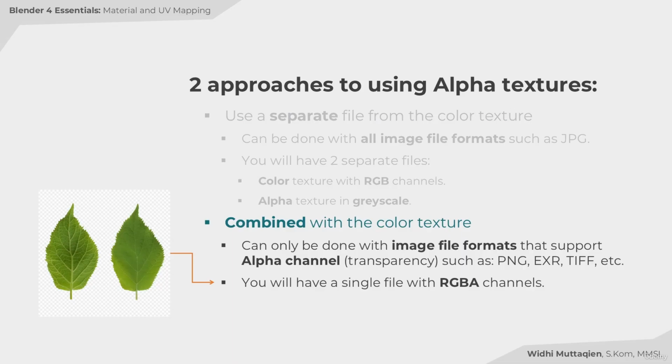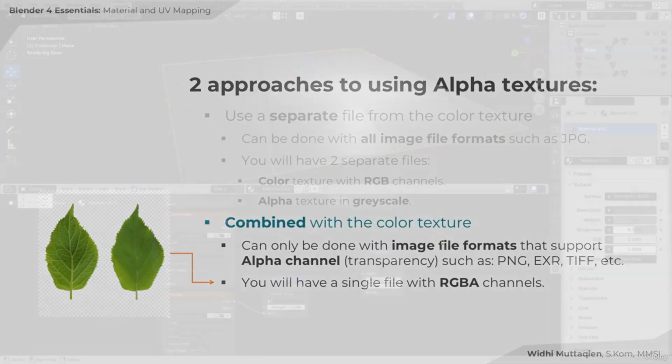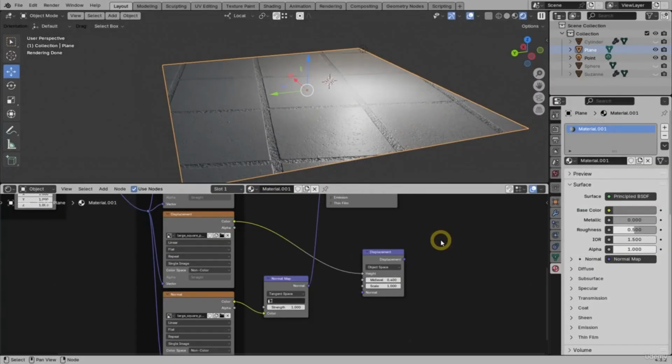Please note that not all image file formats support the alpha channel. JPEG format, for example, does not support the alpha channel. Therefore, you can only use the first method if you prefer the JPEG file format. On the other hand, PNG, EXR, TIFF, and TGA all support the alpha channel. So, if you are using these file formats, you are free to choose either the first method or the second method. Alright?